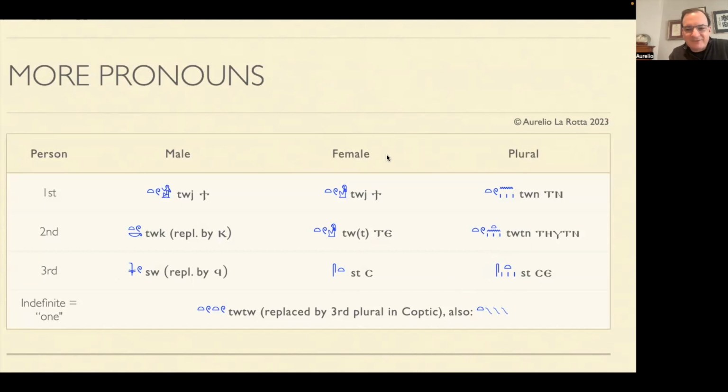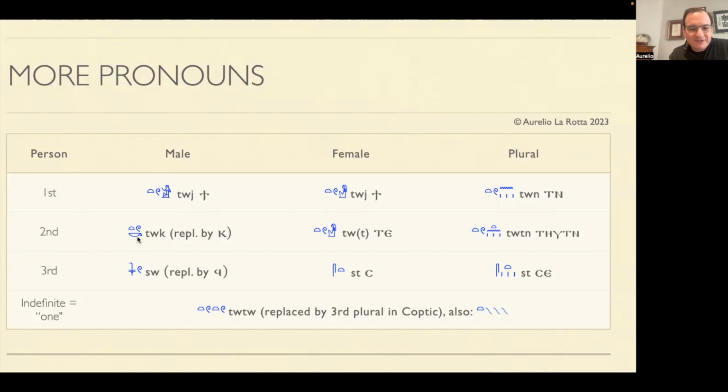And let's quickly cover the forms for the other persons. So for the first person singular, it's spelled tui. If you look at Satzinger, he just transcribes that as TJ, I think because the assumption is that the W was never really pronounced. Either way is fine. In Coptic, it becomes T. So that's tui. Female version, exactly the same, just spelled with a female determinative. And in the plural, it's tun, so T, W, and then N.